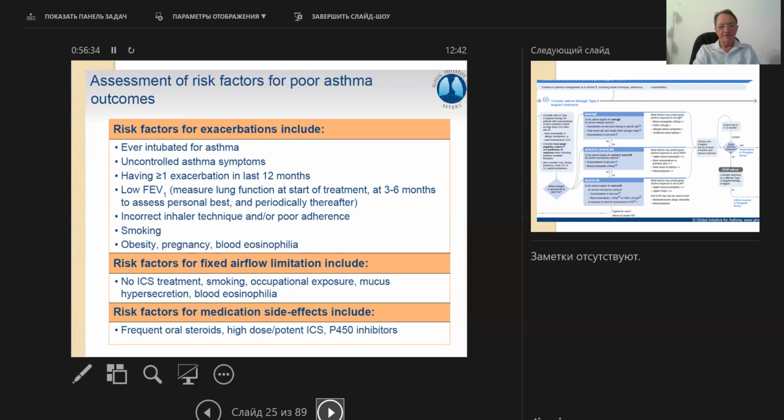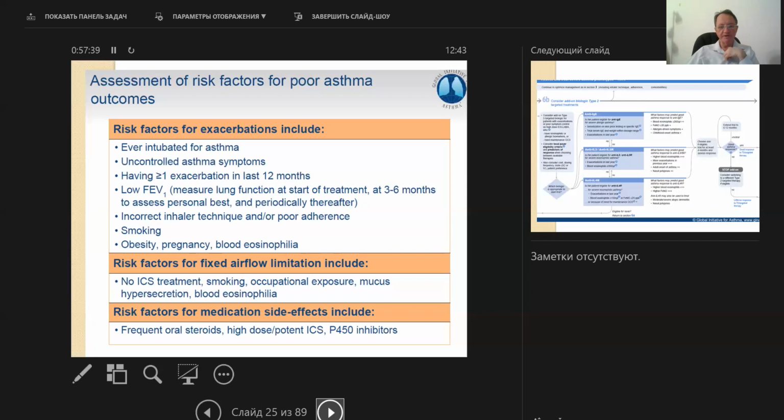Risk factors for fixed airflow limitation include no treatment with inhaled corticosteroids. By the way, there are specific forms where, during severe intrabronchial inflammation of the airways, it is linked to unresponsiveness of the bronchus to SABA or LAMA. That's why inhaled corticosteroids restore the sensitivity of the beta receptor to the beta agonist, for example. Anticholinergic drugs, smoking, occupational exposure, mucus hypersecretion, and blood eosinophilia are also risk factors for fixed airflow limitation.